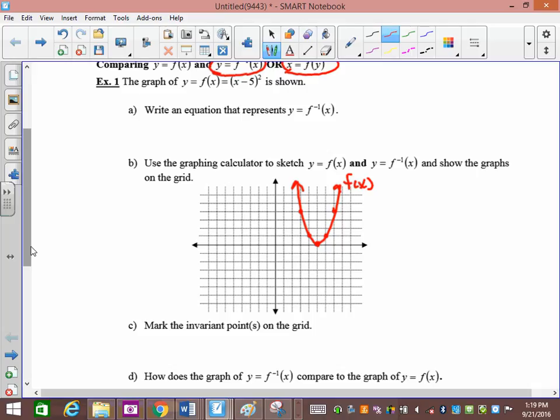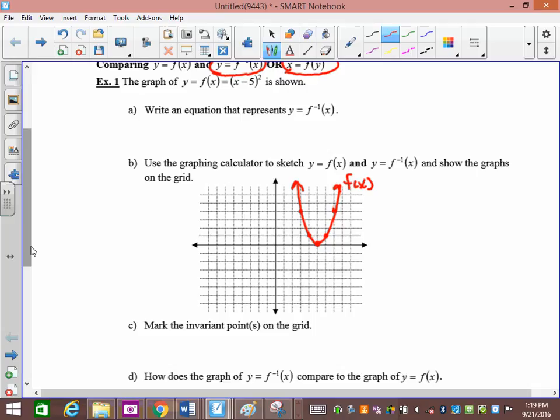You want us to write it according to the inverse. Inverse graphs are just x and y swapped. So if there was a point on my graph at 6 and 3, on the inverse graph it's going to be at 3 and 6. If there's a point on my graph at negative 1 and 4, it's now going to be at 4 and negative 1. The signs don't change at all. You literally just make your x be your y and your y be your x. That's all inverses are.